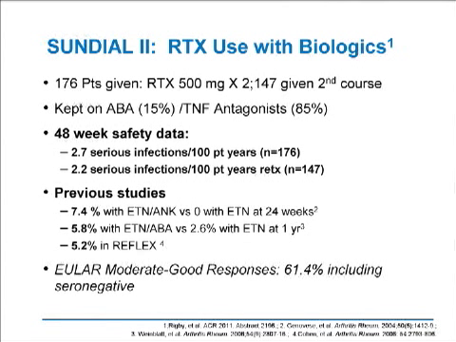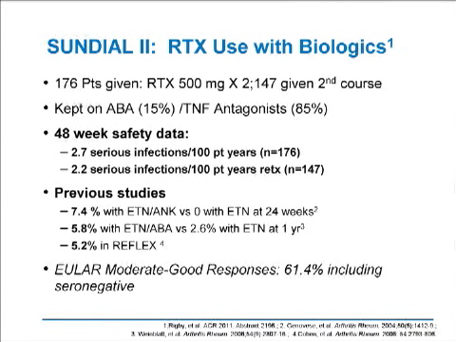And what's interesting is that the 48-week safety data, so this is where most of the patients have had 2 courses, the serious infection rate was 2.7 serious infections per 100 patient years, and 2.2 serious infections per 100 patient years in the 147 that had retreatment. These numbers are very low, and these are as low as has been seen in any study, with much lower as any study with rituximab alone.